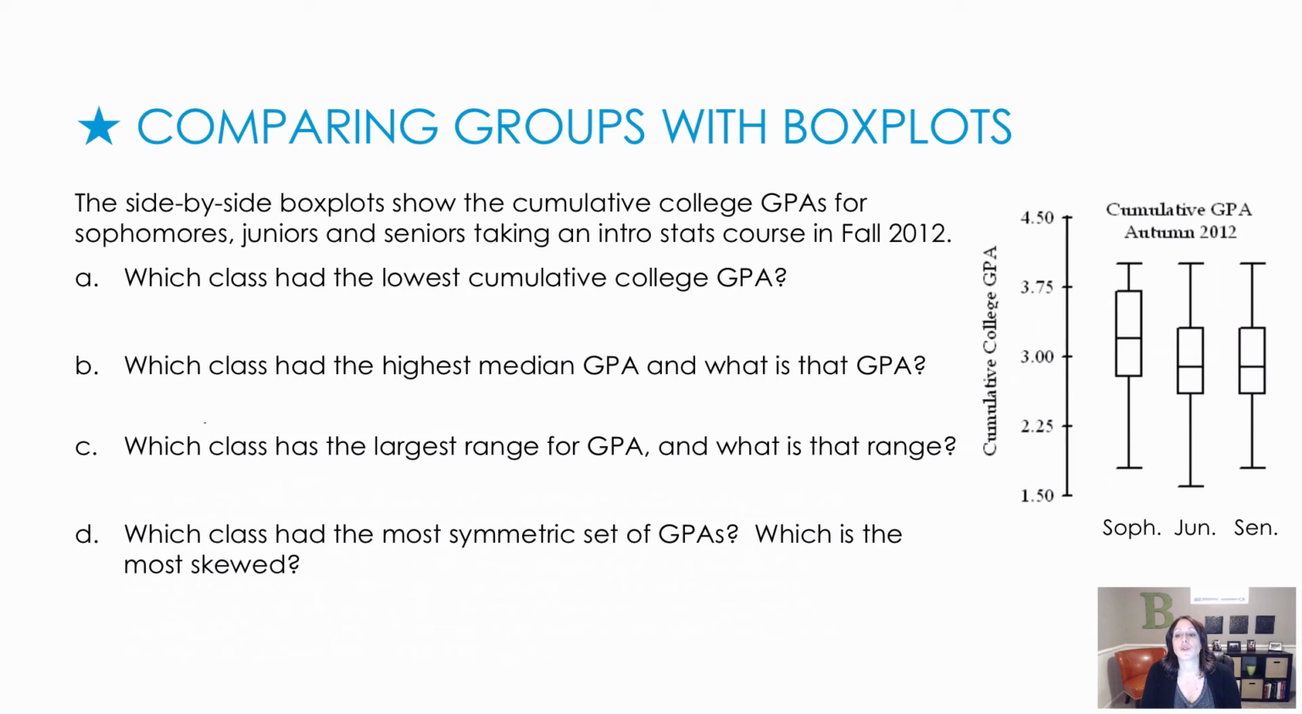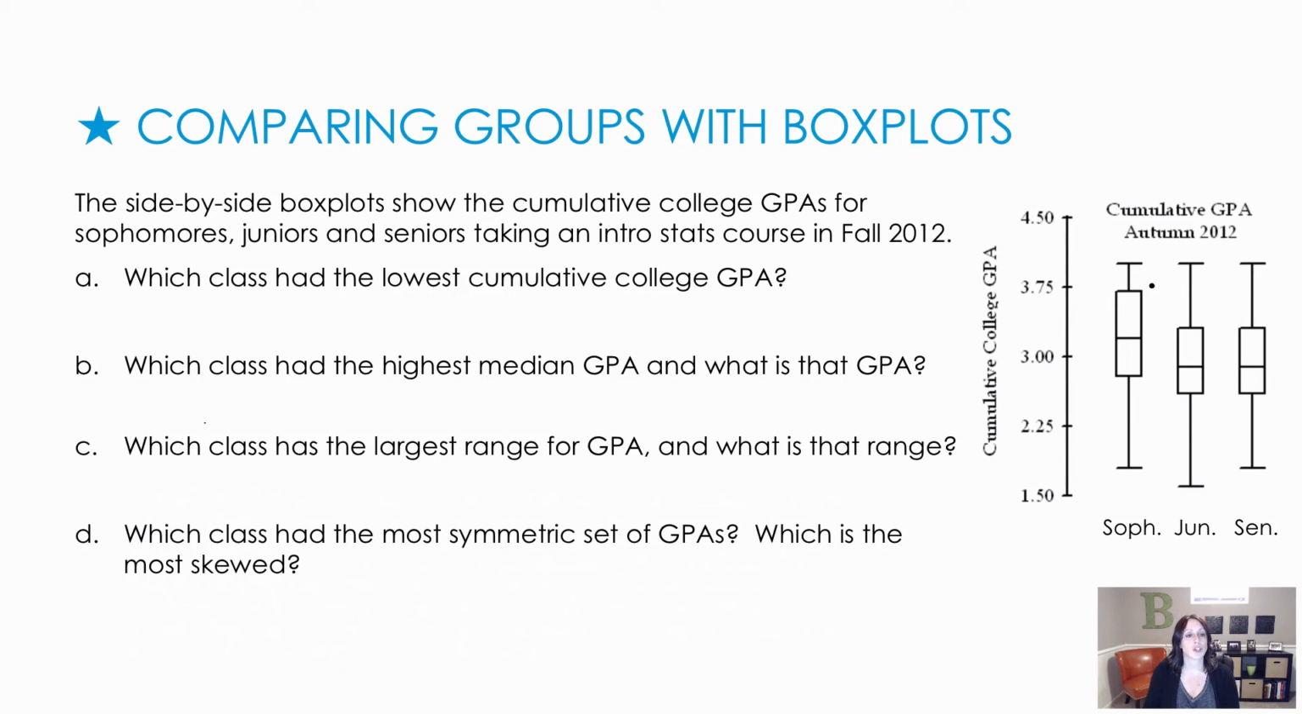I would like for you to try this question on your own, and then there's 4 parts, and then press play to check your work. So this is a side-by-side box plot of sophomore, junior, and senior cumulative GPAs for fall 2012.